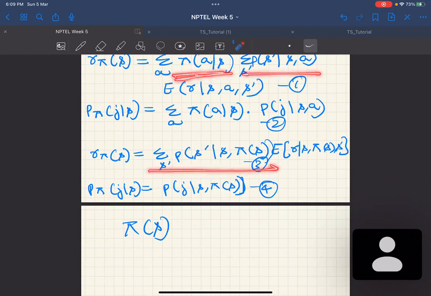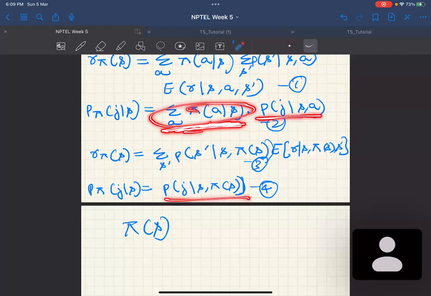Instead of pi of a given s, I'm writing pi of s. I know that it will land to this A. Similarly, I know that this will land; this is a deterministic thing. I'm not writing this; I'm writing only P of s dash given s and pi of s, instead of A, I'm writing pi of s. Yes, got it.